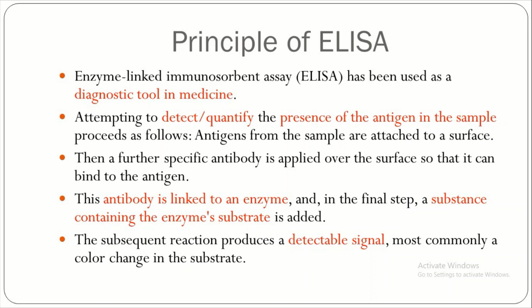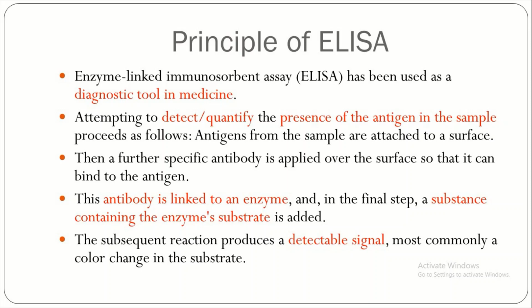It works as follows. The antigens from the sample are attached to the surface. Then a specific antibody, which is raised against that particular antigen, is applied over the surface so that it can bind to the antigen tightly. This antibody is linked to an enzyme, so the antibody which you added is already linked with an enzyme.